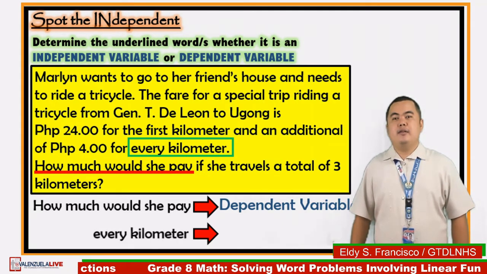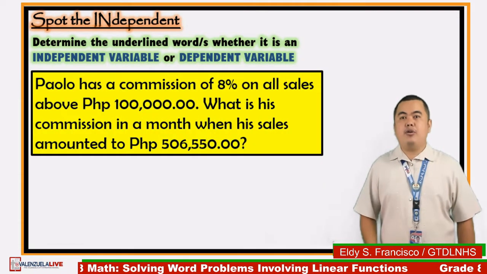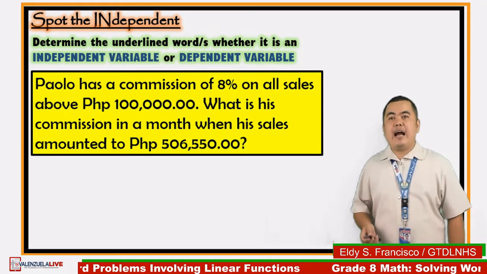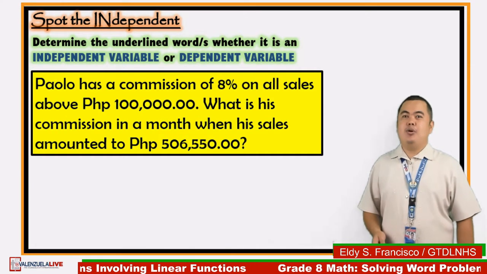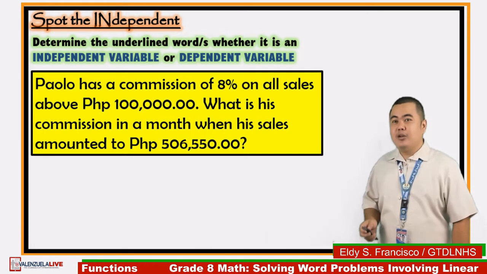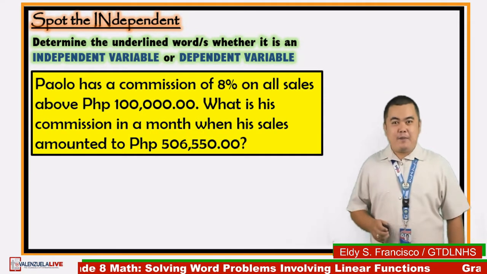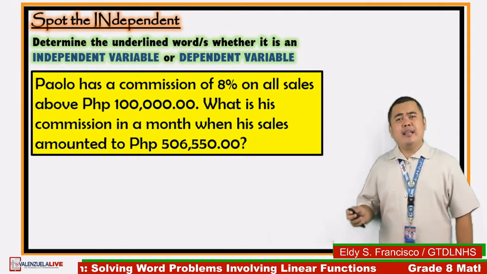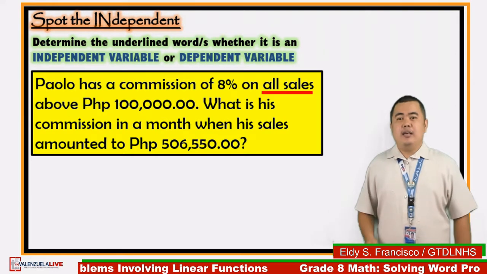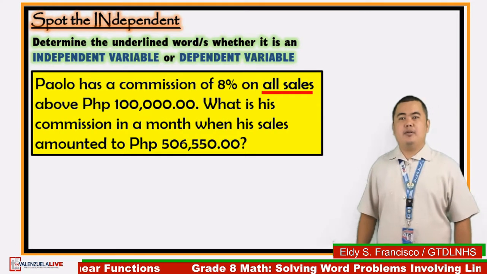Then, for the next problem, we have Paulo, who has a commission of 8% on all sales above 100,000 pesos. What is his commission in a month when his sales amounted to 506,550 pesos? The underlined words are all sales. Is it an independent or dependent variable? Comment now.